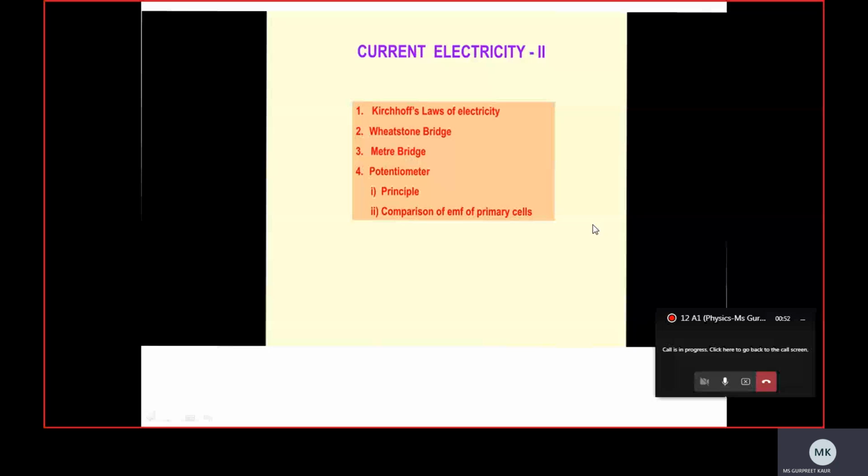Good morning, students. Today we will be talking about current electricity, where we will be dealing with electric charges in motion, and the branch of physics dealing with electric charges in motion is called current electricity. Under current electricity, today we are going to do Kirchhoff's laws, Wheatstone bridge, and meter bridge.